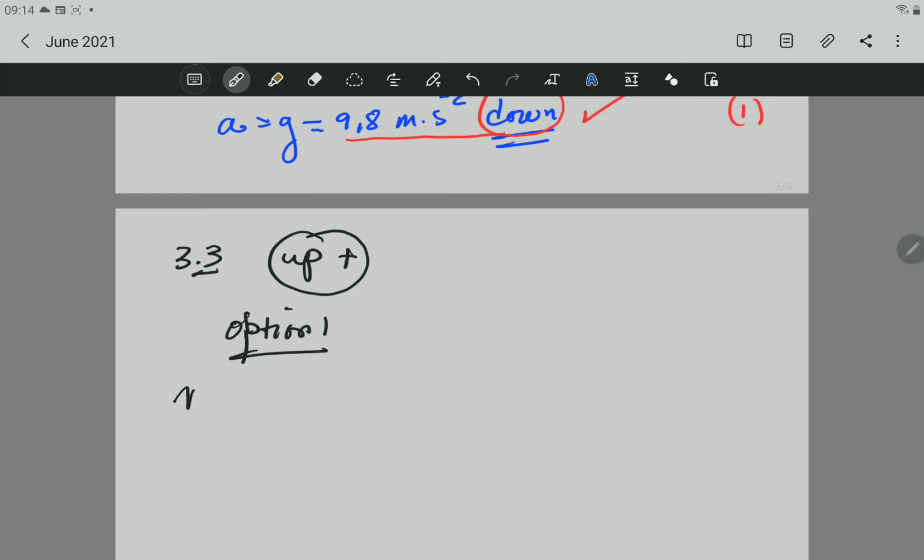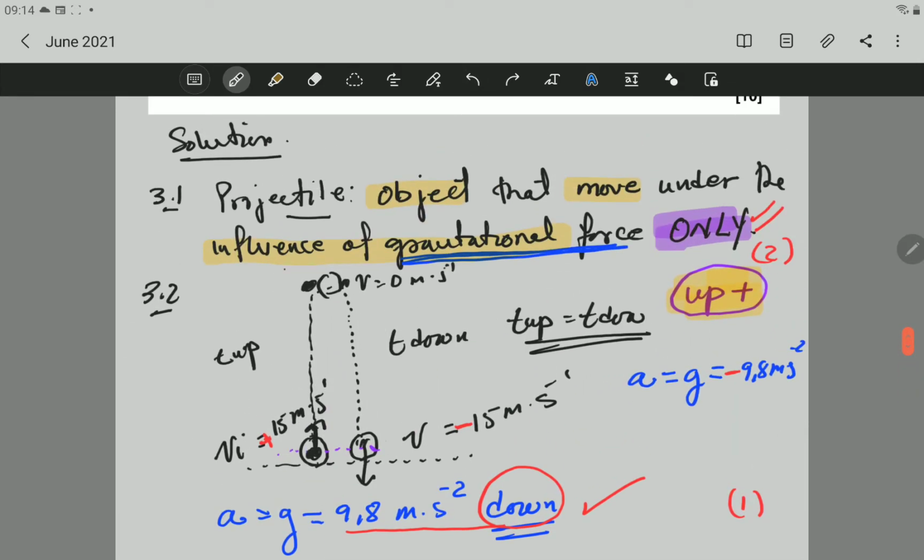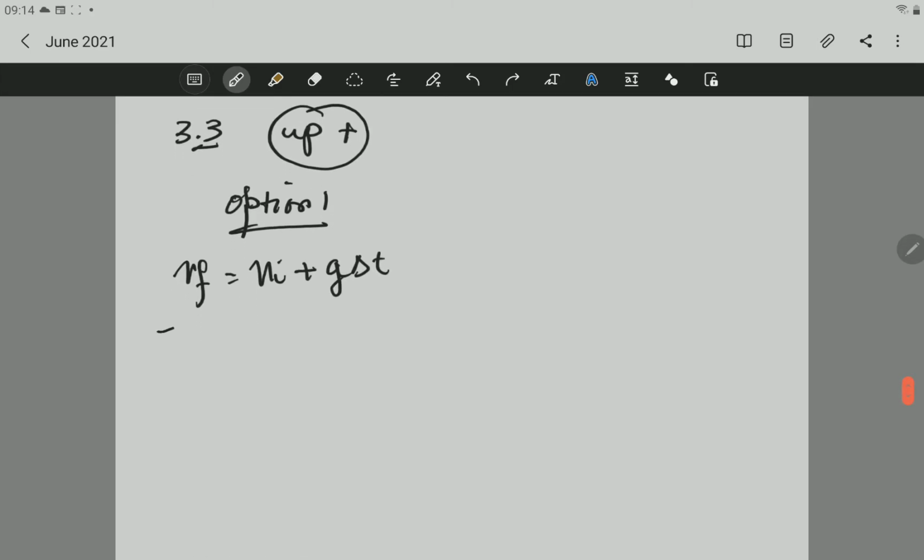So let's start by saying the final velocity is equal to the initial velocity plus the acceleration multiplied by the time. If you want, here for acceleration you can write g already. Sorry, I prefer to write g. Now, we're going to take from starting to ending point. So what is the final velocity of the object which reaches the thrower's hand? It is still 15 meters per second, but down. So it will be negative: minus 15 meters per second.